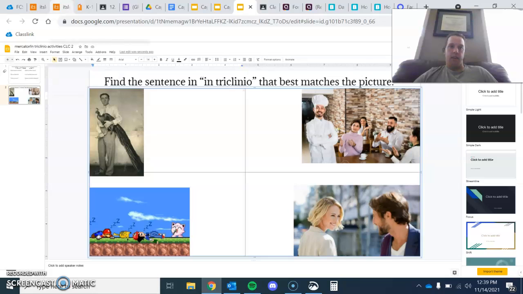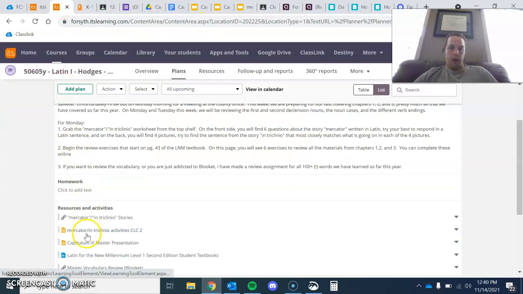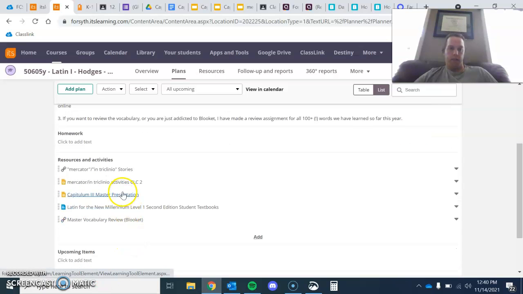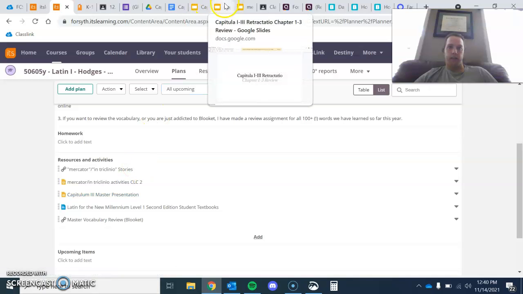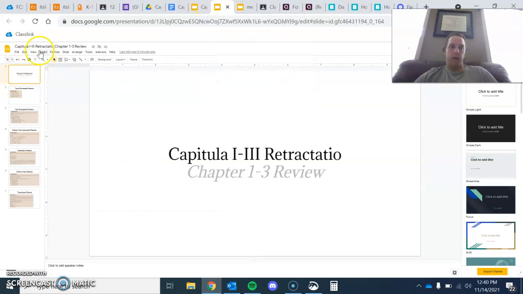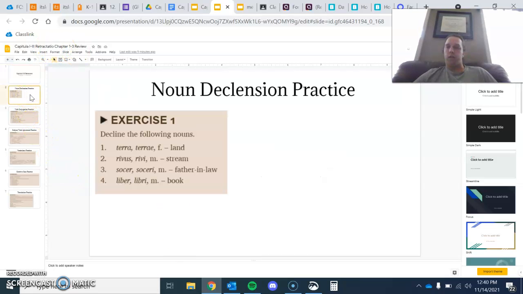Once you finish that, it says that you should move on to the review activities, which I should probably move up. I'm going to replace this link with the link to the actual activities. This is them right here. It says chapters 1 through 3 retractatio, or chapters 1 through 3 review. And this starts on page 43 in the textbook. And it basically covers each part that we've learned so far this year.